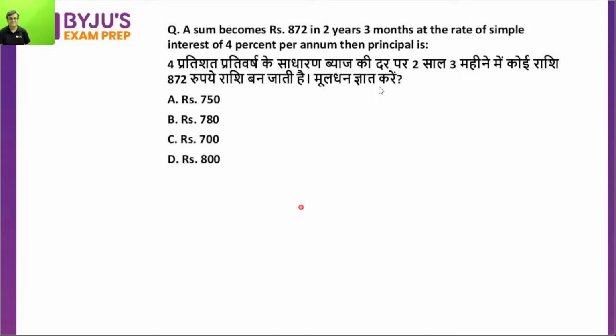Come to this question now. 872, it will become after 2 years, 3 months. The rate is 4%. Find the principal.